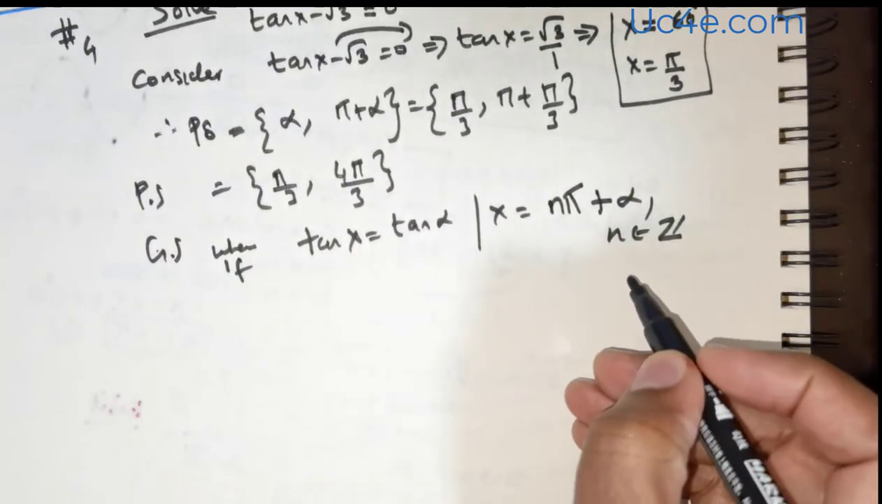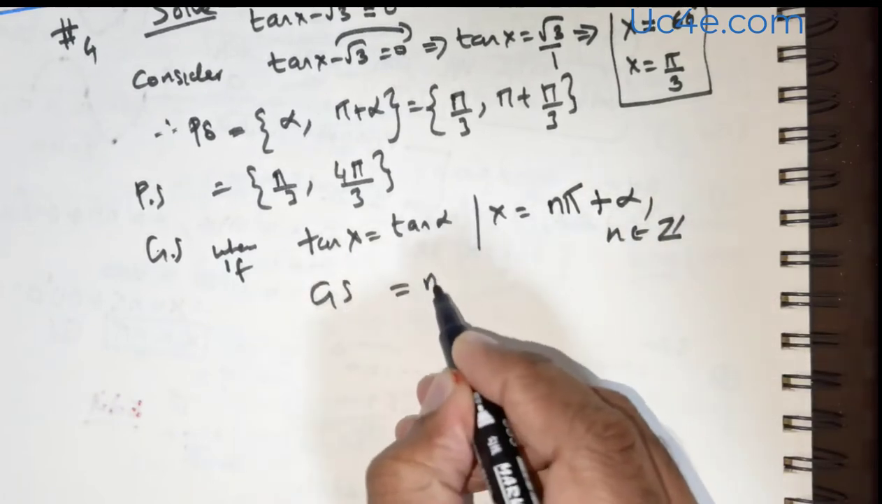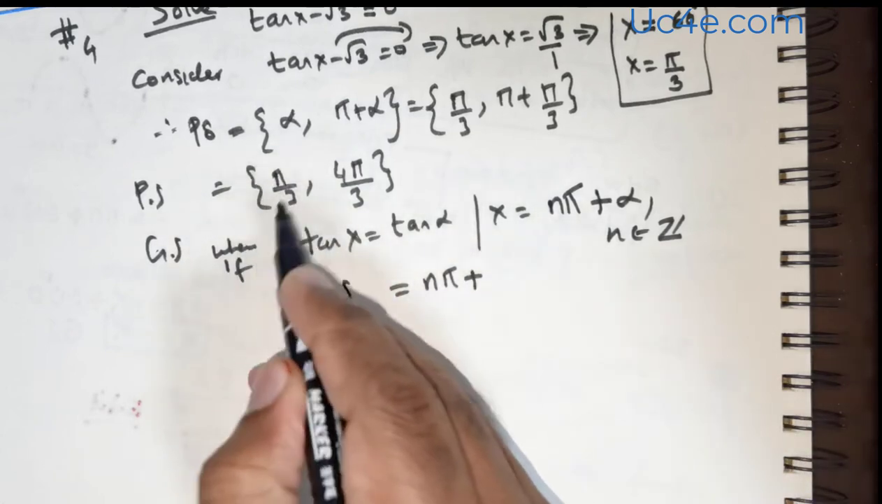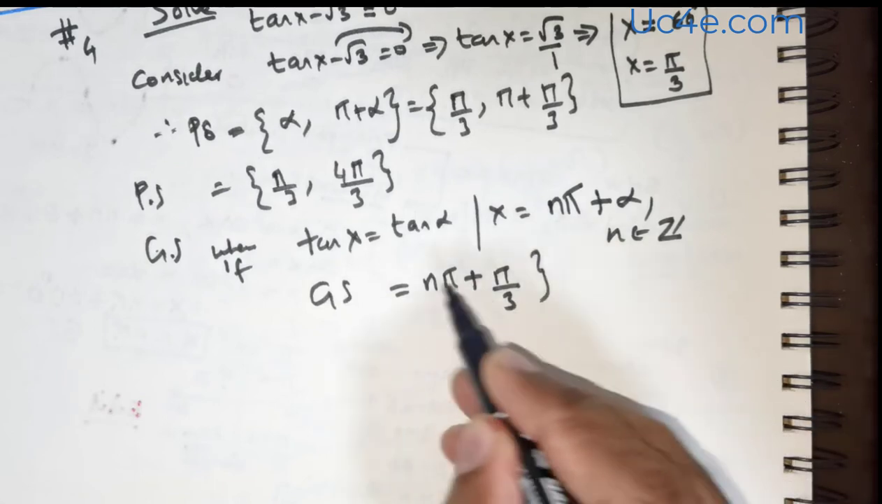Okay, so that is the solution. This would mean the general solution is going to be n times pi positive, use the first angle pi over 3, and that is the solution for the question.